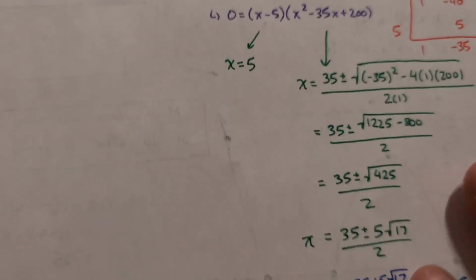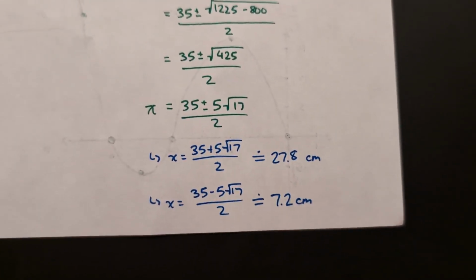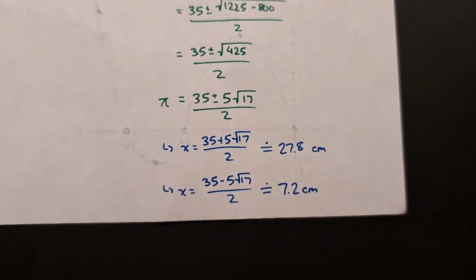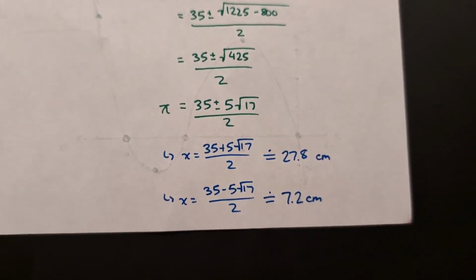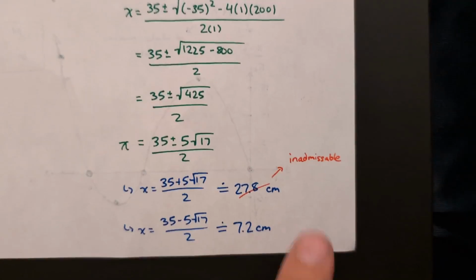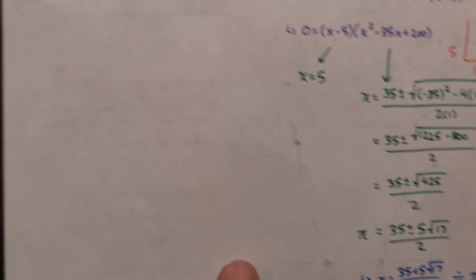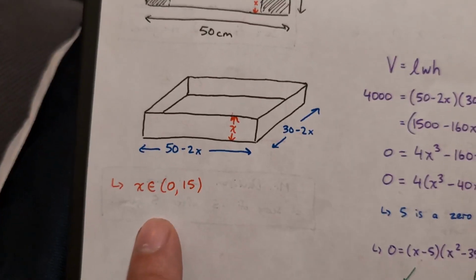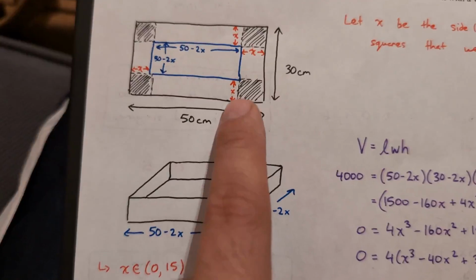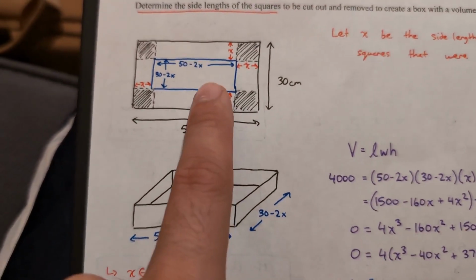So we would say that this answer here is inadmissible, which means it solved the equation mathematically, but it doesn't really make sense for this problem. So yes, this answer doesn't make sense. It's inadmissible. And we can even go a step further. From our original problem, the most I could cut out is, I could go 15 this way and 15 this way, and then I'd have no base left over.